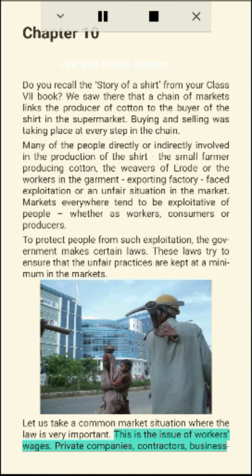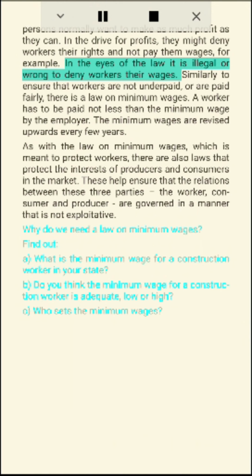This is the issue of workers' wages. Private companies, contractors, businesspersons normally want to make as much profit as they can. In the drive for profits, they might deny workers their rights and not pay them wages, for example. In the eyes of the law, it is illegal or wrong to deny workers their wages.